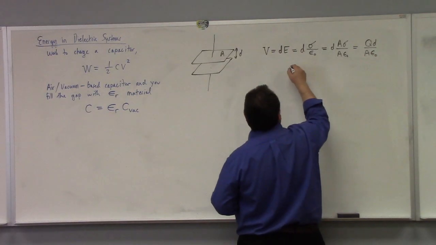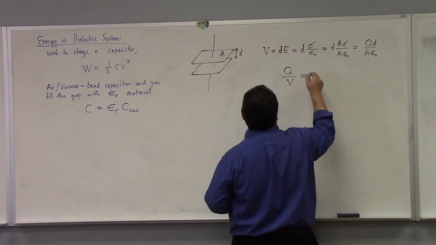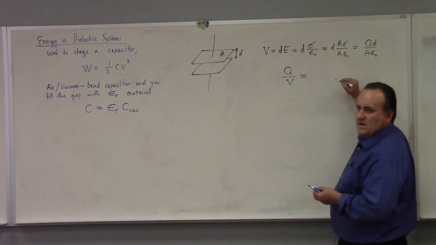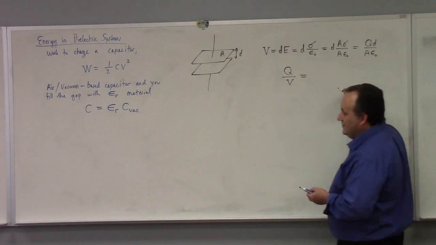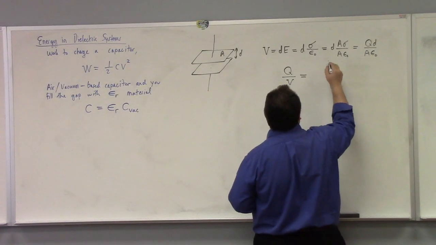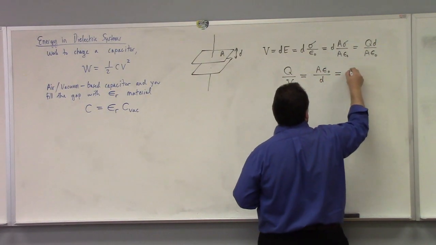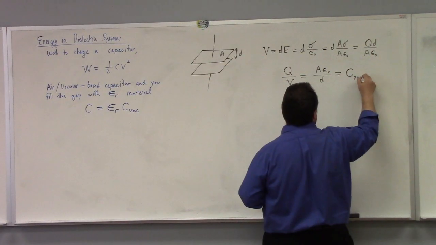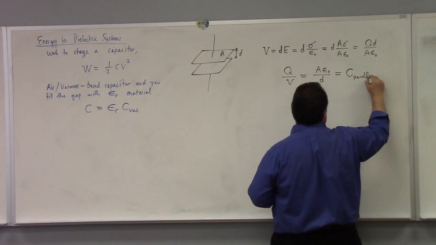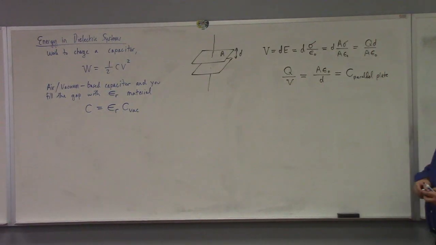And so let's see here. Q, is it Q over V? You guys help me out. I don't remember. This is one of my weaknesses. The capacitance, is it Q over V? Yes. Okay. It's either Q over V or V over Q. Q over V? Okay, cool. Then this would be A epsilon naught over D, right? And that's equal to the capacitance of the parallel plate capacitor, right? The area times the permittivity between the plates divided by the distance. That's the formula for the parallel plate capacitor, right?